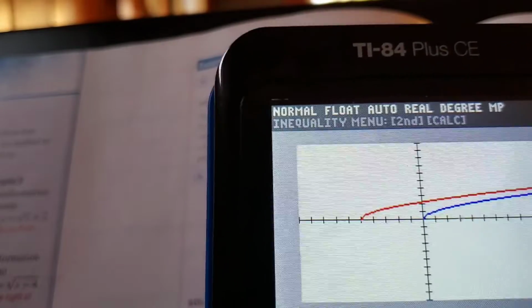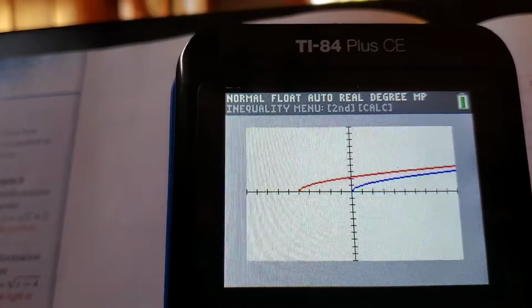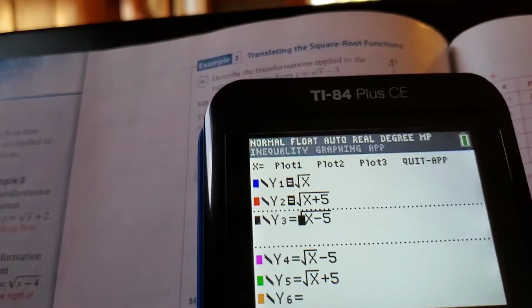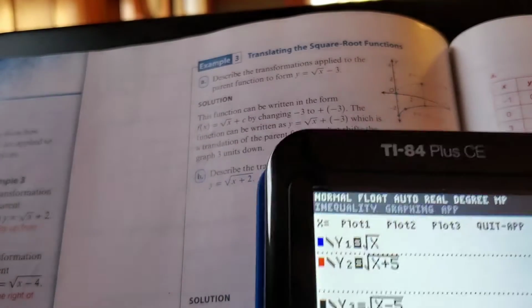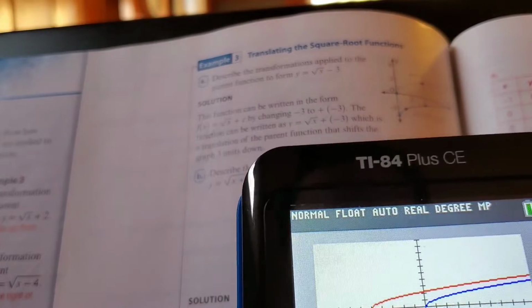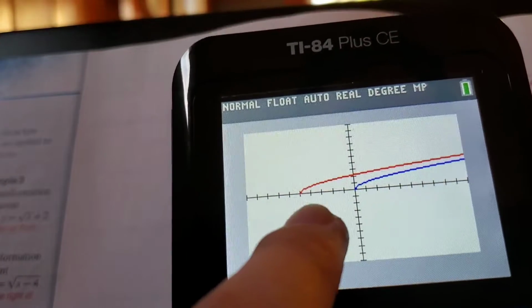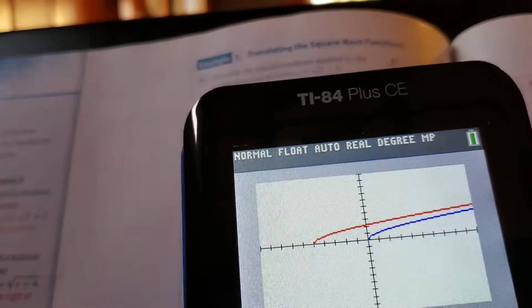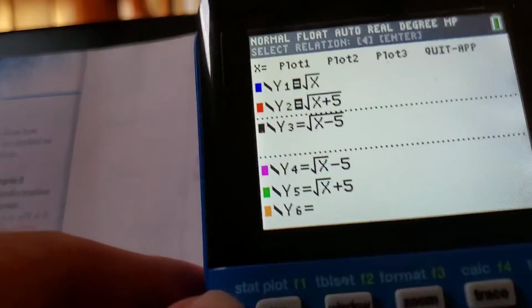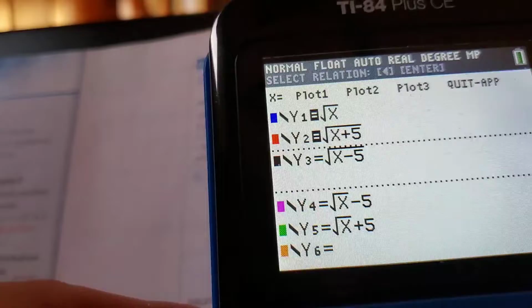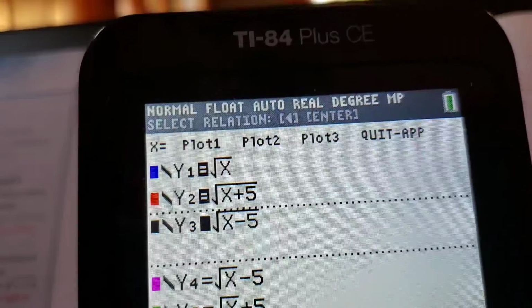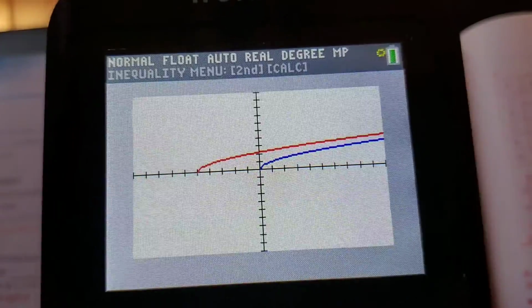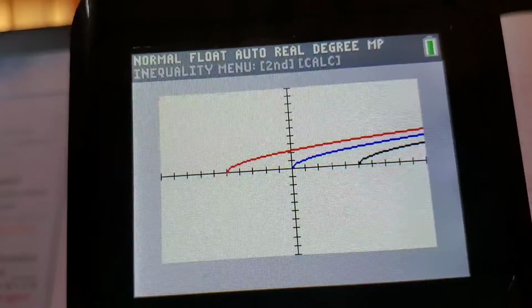So when you put something inside the radical, inside the square root sign, like here, I put square root of x plus 5. If it's positive, it's going to be moved to the left, as you can see here, to the left. It's going to be moved to the left by 5. Okay? How do I know this? Because I put another one right here in the third one, the black one, my black graph, that is going to be square root of x minus 5 inside the square root. And look at what happens when I press graph. You see, it goes forward 5.